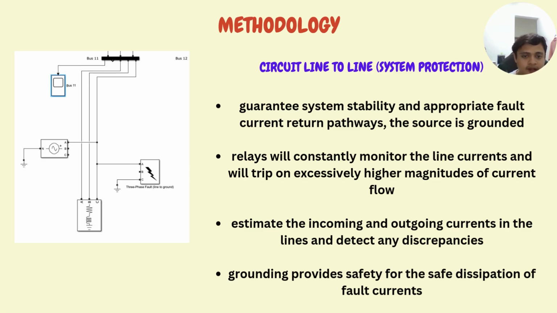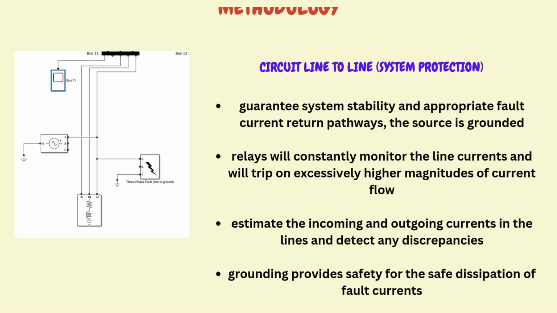upon acting by the relay. Current transformers are very important for correct current monitoring and as input to relays. Besides that, grounding provides safety for the safe dissipation of fault current. This protection measure will prevent system damage, maintain stability and reduce downtime in case of a fault.